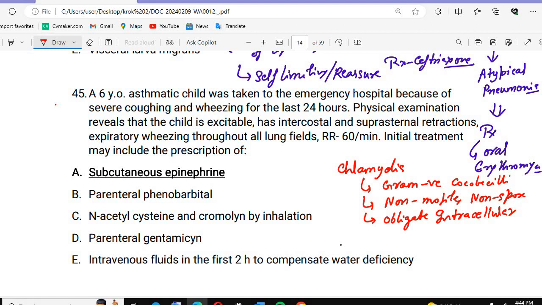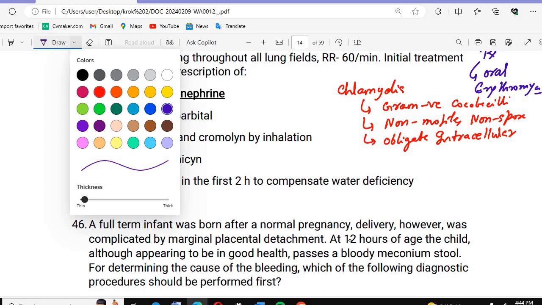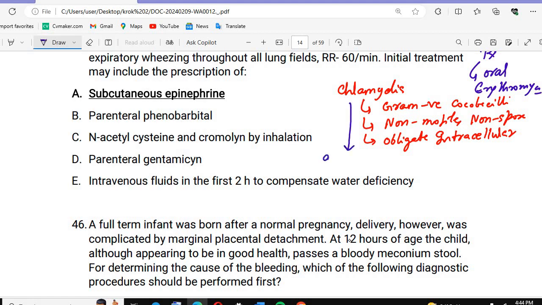Then remember that when we are talking about chlamydia trachomatis, they have inclusion bodies. What do they contain? They contain glycogen. And for that, what stain do we use? We use the iodine stain. But just remember, they contain glycogenic inclusion bodies.